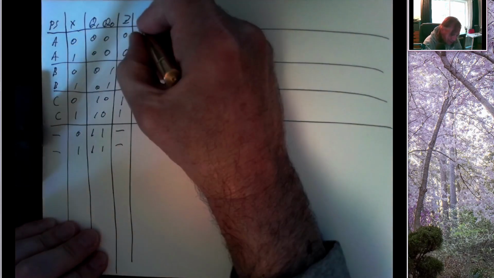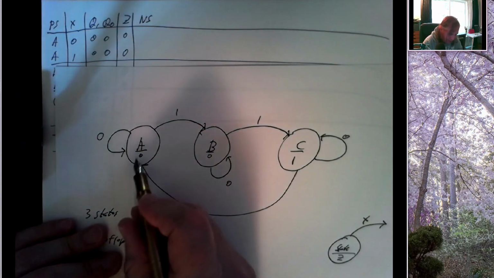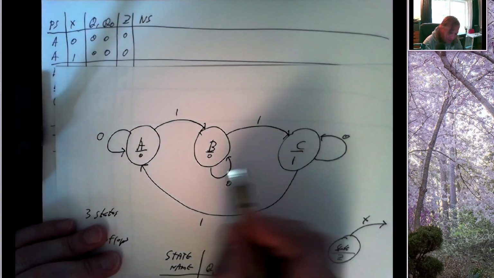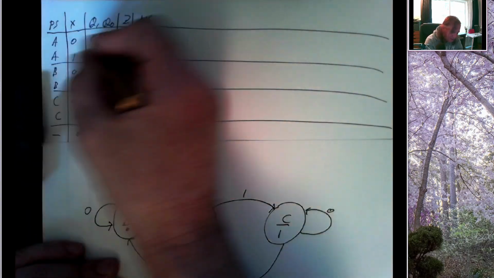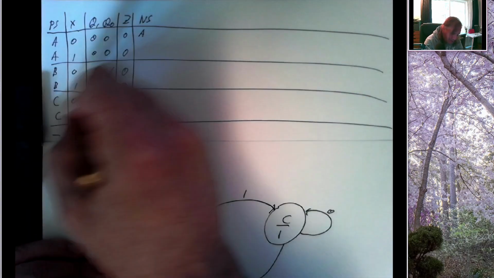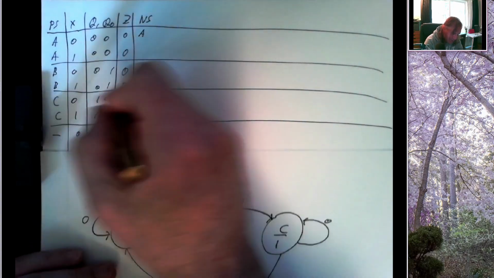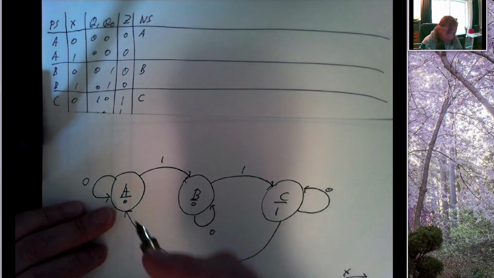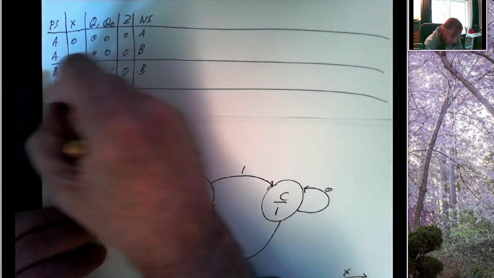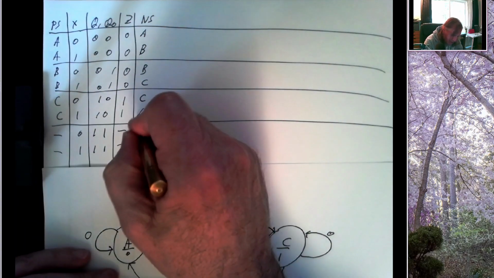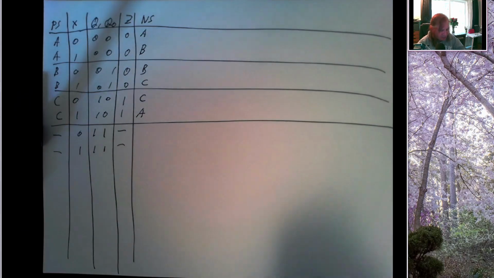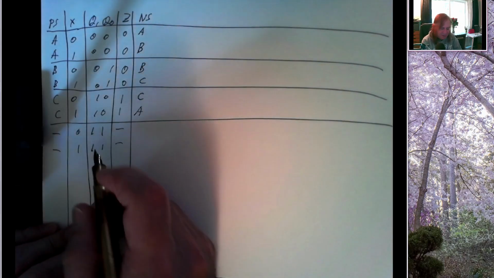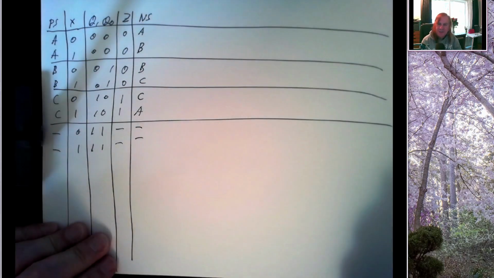Okay, so now let's write down what our next state should be. And so if our input is a 0, our next state is the same as our present state. So if we're in A and we get a 0, we stay in A. B stays in B. C stays in C. If our input's a 1, A should go to B. B should go to C. C should go to A. And here again, if we happen to be in the state where both flip-flops are 1, we don't care what the next state is.